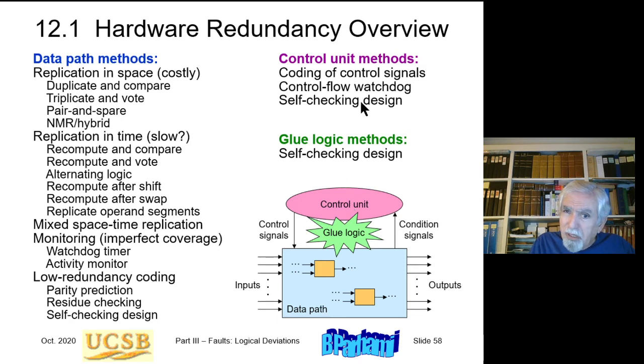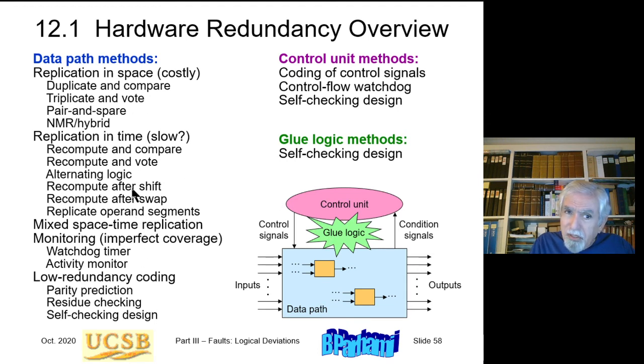And the options are limited. Coding of control signals, control flow watchdog, and self-checking design. Glue logic is even more random in nature, and therefore self-checking design is basically our only option.